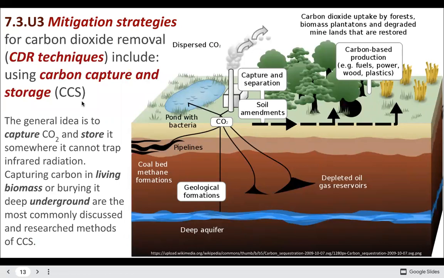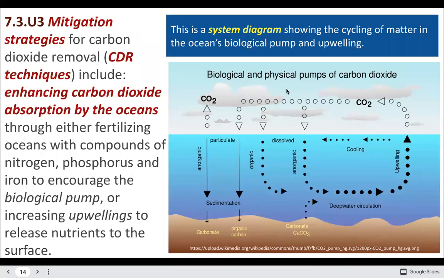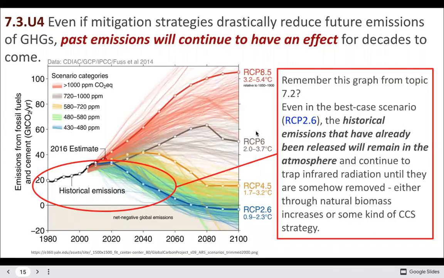We have some examples of carbon capture and storage right here. Basically, sequestration techniques to take it out of the atmosphere and store it in places where it can't warm the climate. We could try to enhance carbon dioxide absorption by the oceans. Right now, the oceans are actually absorbing more carbon dioxide than we anticipated, which is nice because it doesn't affect the climate as much, but it's less nice because then the oceans become more acidic as well.